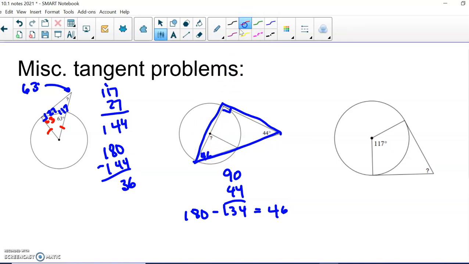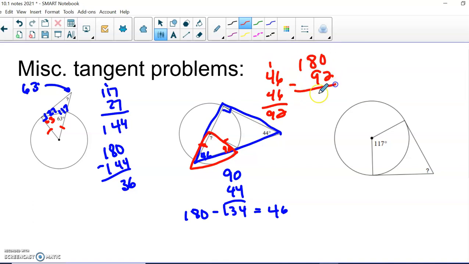Now we can see we have two radii here. And we know all radii are congruent. So if this is 46, we can assume this is 46 because we now have an isosceles triangle. So we're going to take 46 plus 46. We get 92. 180 minus my 92, and it looks like our missing angle is 88 degrees.